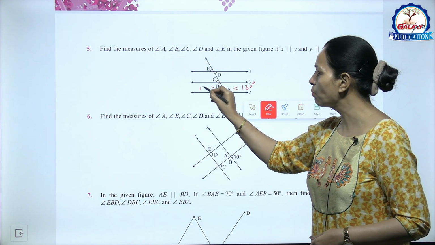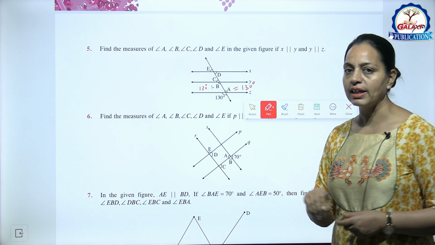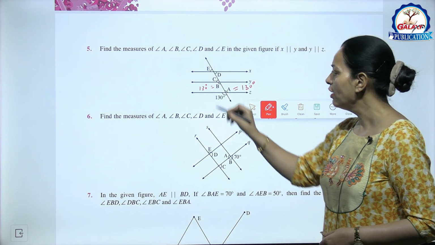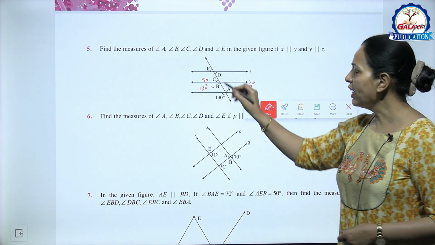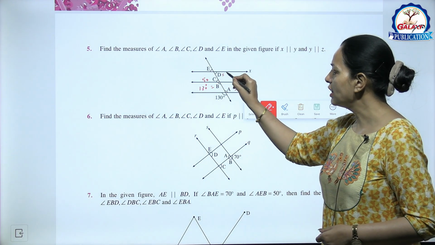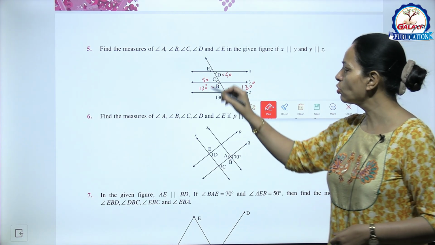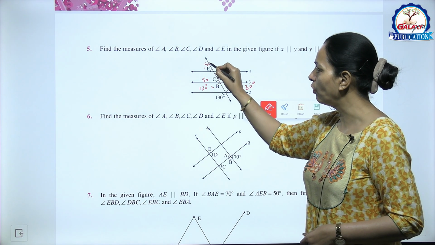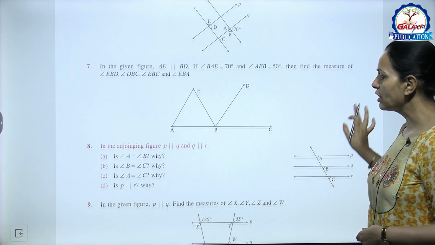Okay, C and 130, C and B, their sum is 180. So the value of C will be 50. C and D, these are alternate interior angles. So D is 50. D and E are vertically opposite, so E is also 50. So similarly, you can try 6th question, 7th question.